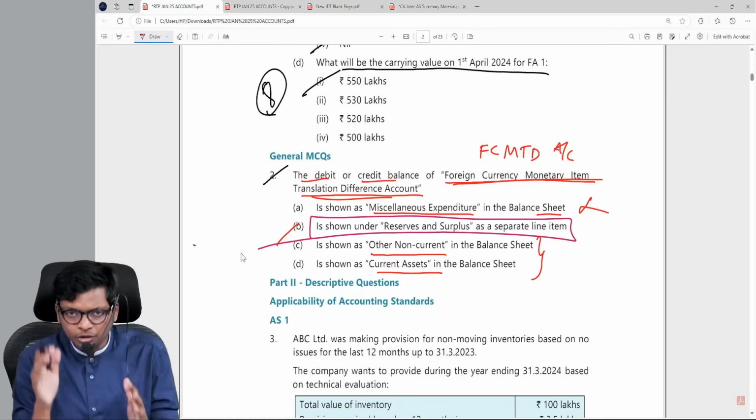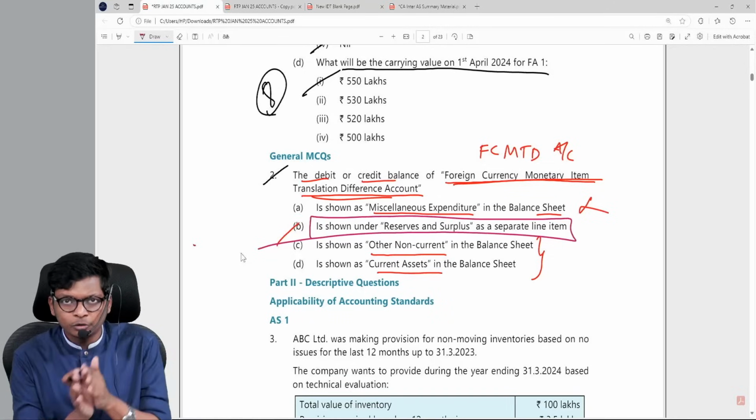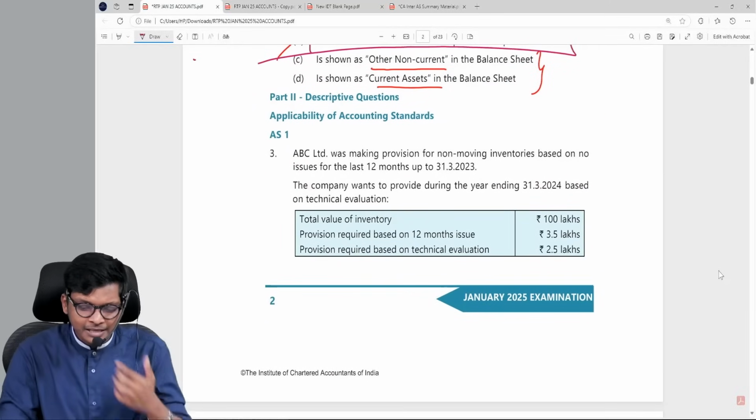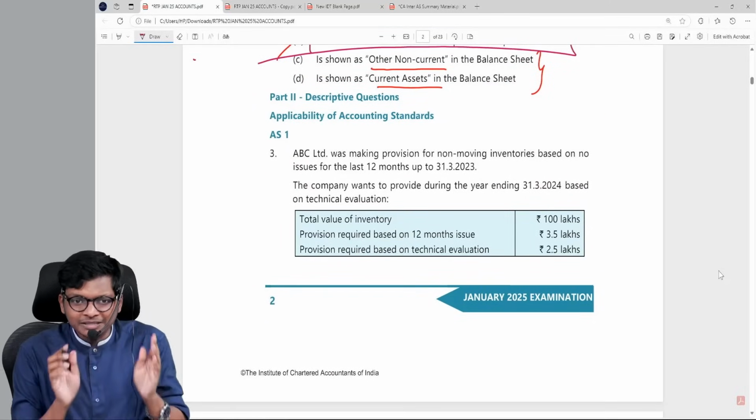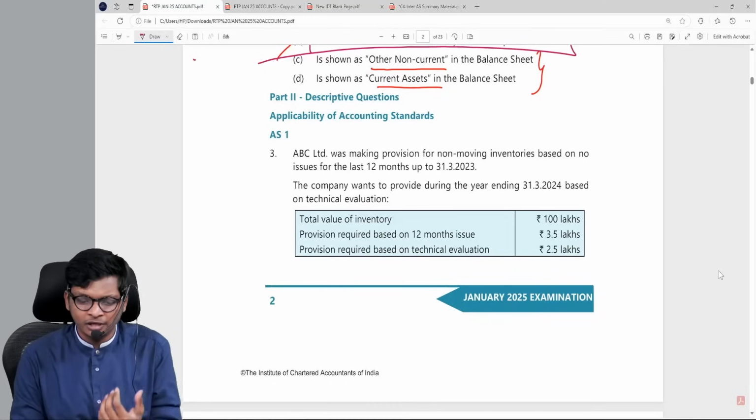See, detailed concepts, not an RTP, guys. You can go to our marathon or detailed class. Here I am trying to focus on the exam oriented discussion. If you have doubts, ask me.